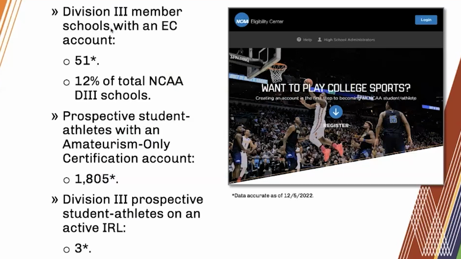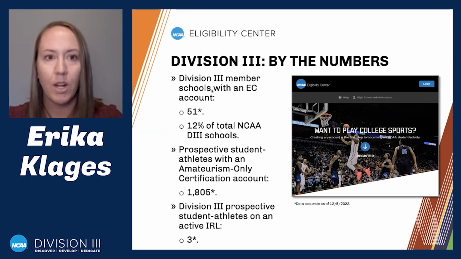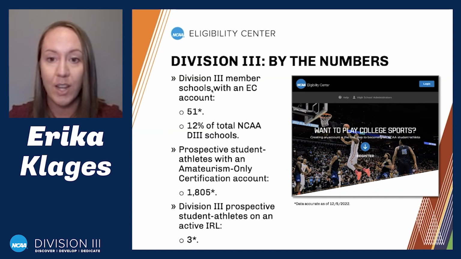In Division III, we currently have 51 Division III institutions with access to the EC account. That is roughly 12% of all Division III institutions. We would like to encourage the other 88% to get access. We're going to talk a little bit about how to get access, but more this time around about how to actually use the membership portal. Conversely, we also have 1,805 prospective student athletes with amateurism only certification accounts.